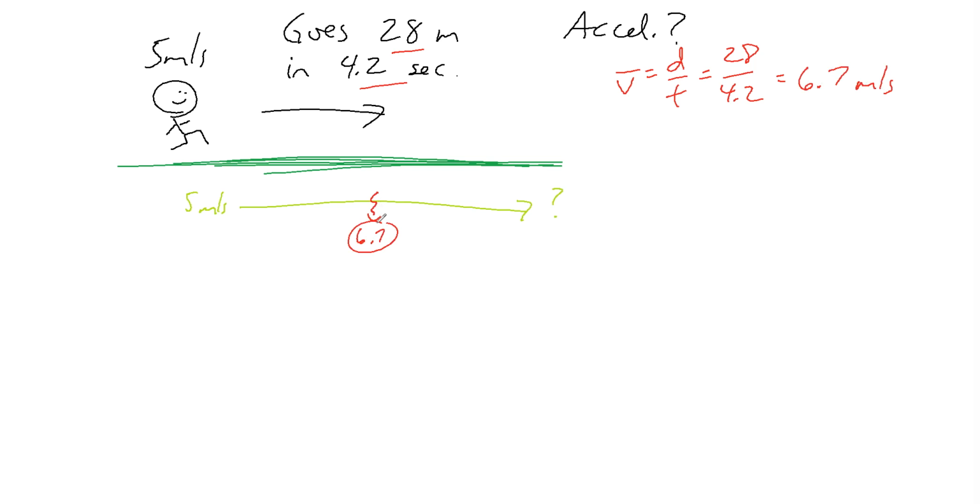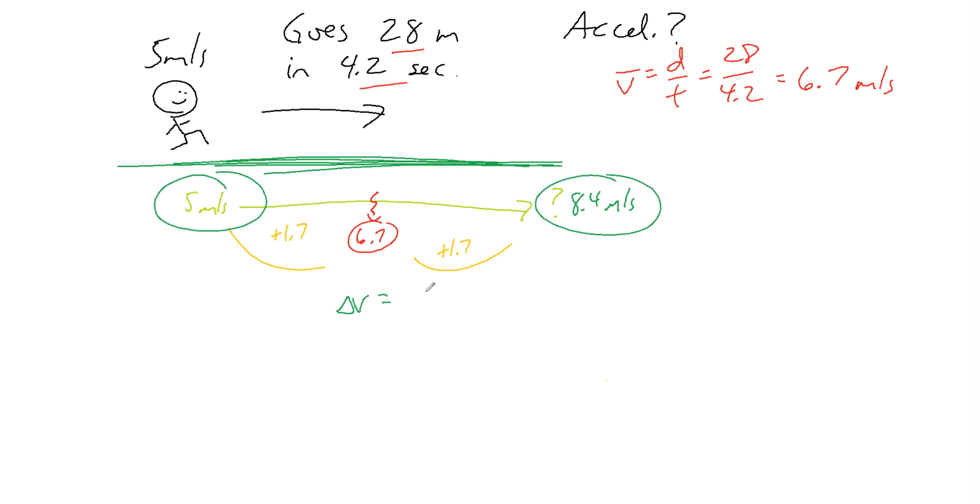So now that I know that, I can use that to help me figure out the final V. There was an increase of 1.7 between here and here, so that means it's going to be another 1.7 from there to there, which tells me that the final speed at the end must be 6.7 plus 1.7, which gives me 8.4. So the final speed here must be 8.4 meters per second. That's how fast he got up to. Now that I know that, I can find my change in V, because my change in V goes from 5 to 8.4, so he sped up by 3.4 meters per second.